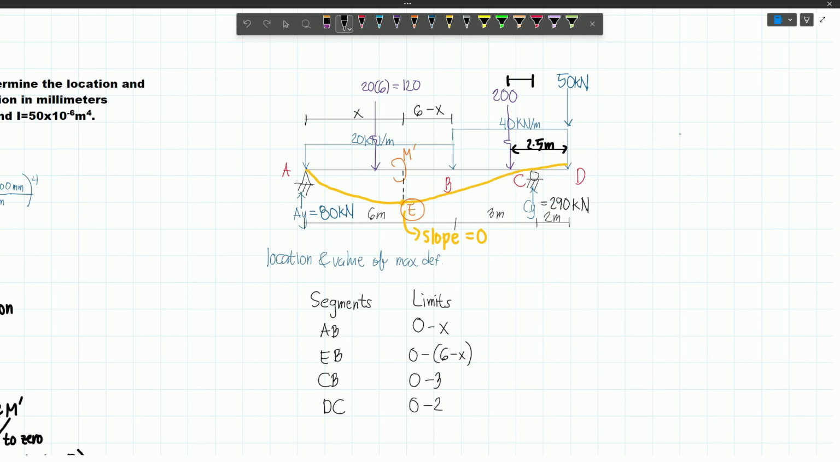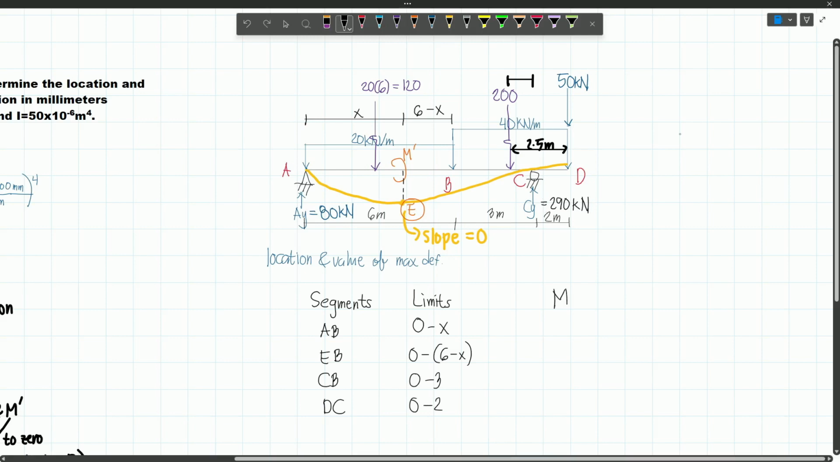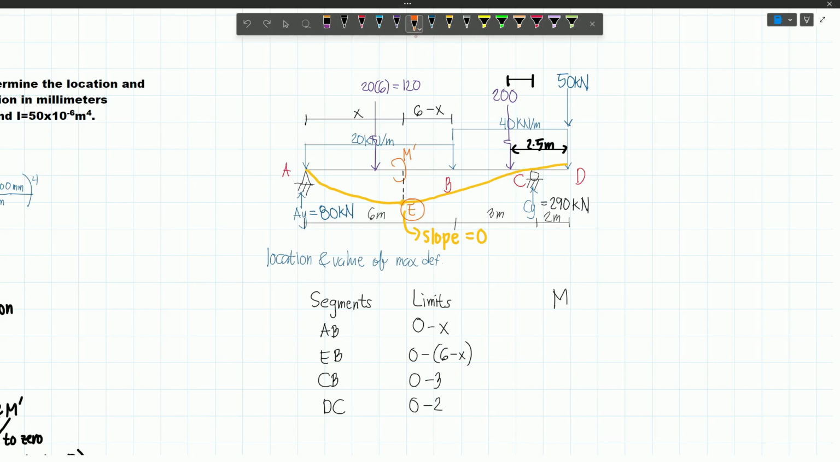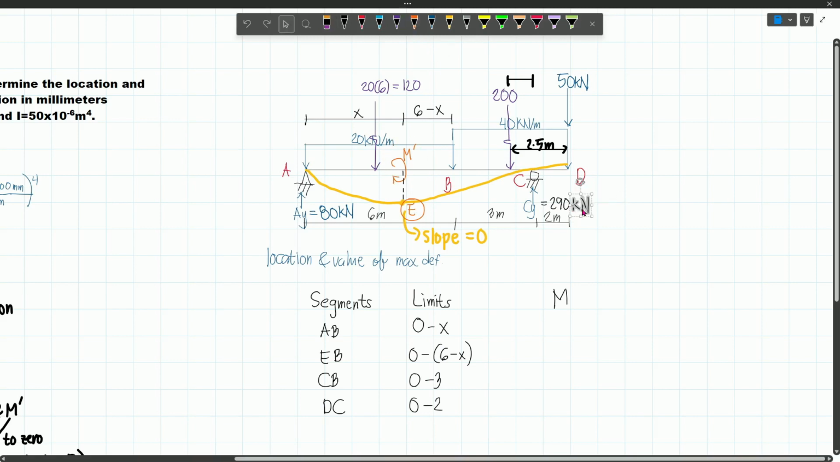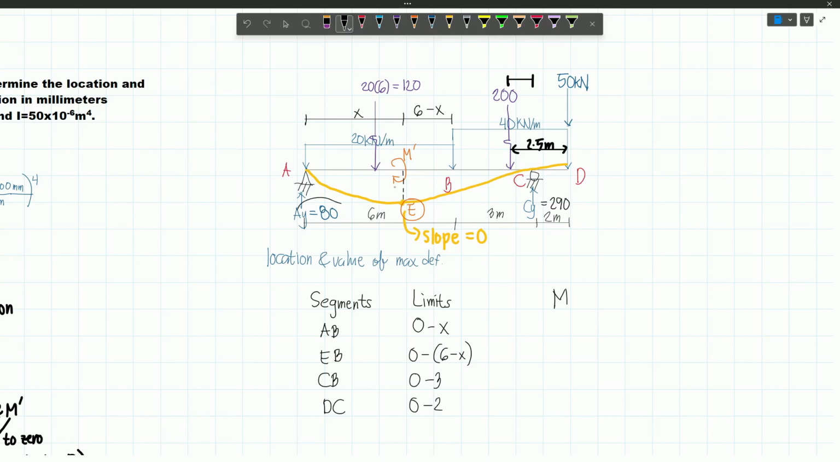Now, let's try to form our M. But first, we have to compute for the reactions dito. Again, we will compute for a new reaction because nag-add tayo ng M prime dito. And so, I will just remove itong kN and then I will solve for the new reactions dito. So, again, we will just retain the same value but meron itong plus minus M prime. Saka ito din. Now, let's try to determine kung ano yung sign na gagamitin.